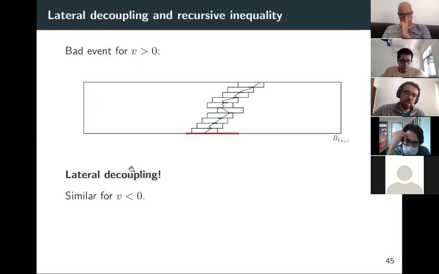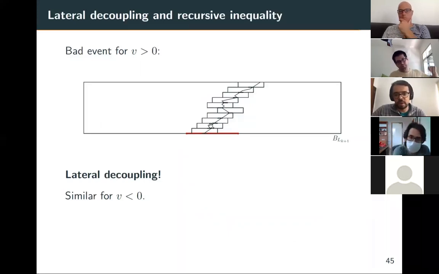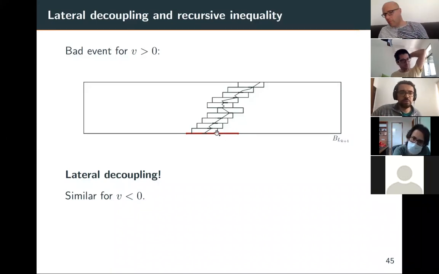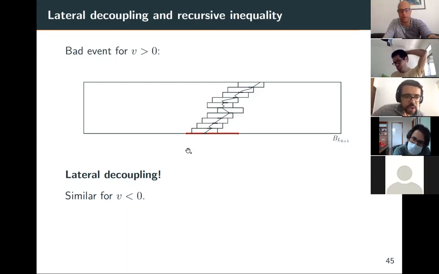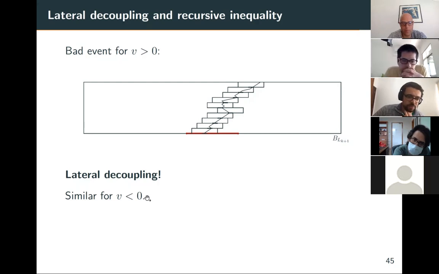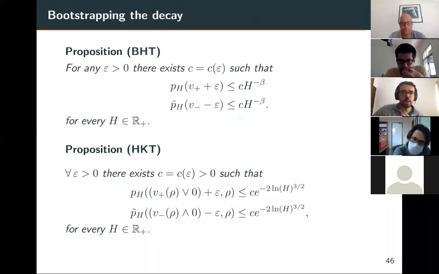Then if you have several boxes at the previous scale where you see this picture, two of them have to be not aligned, so you can use this lateral decoupling. And similarly if you take speeds that are negative, you can use the same techniques as we did before, but instead of having the first proposition as in the work with Orian and Augusto, we have a slightly different proposition.